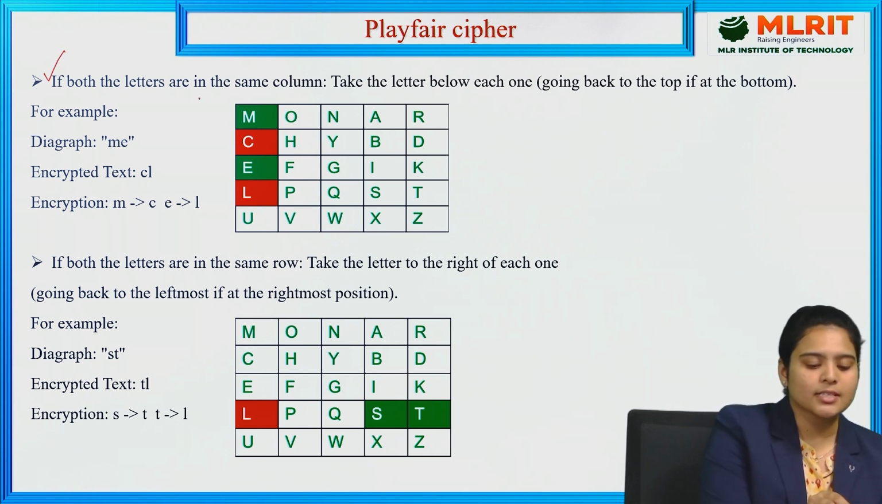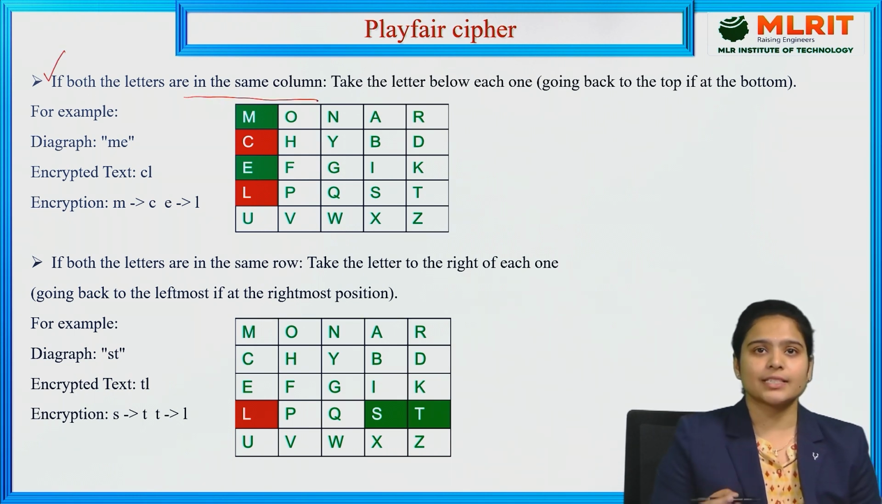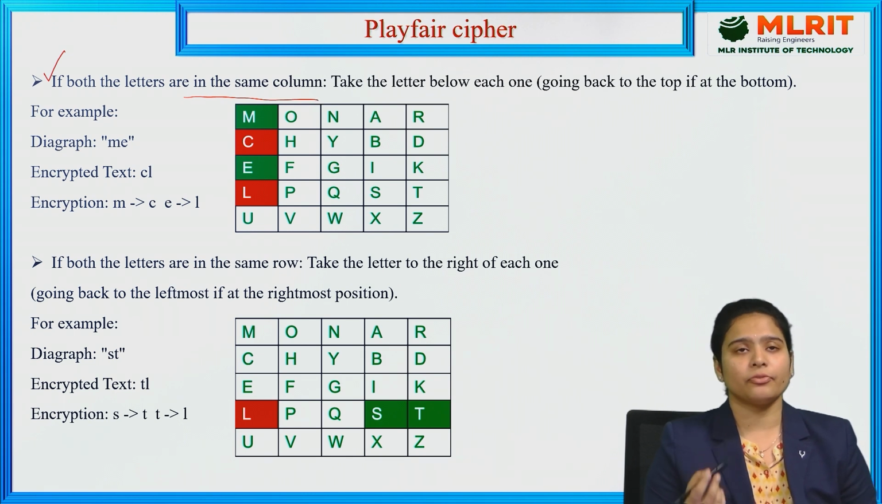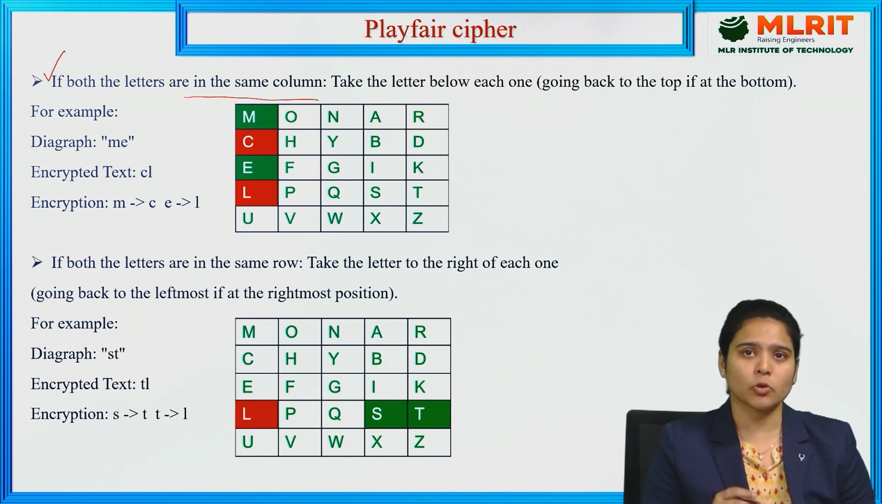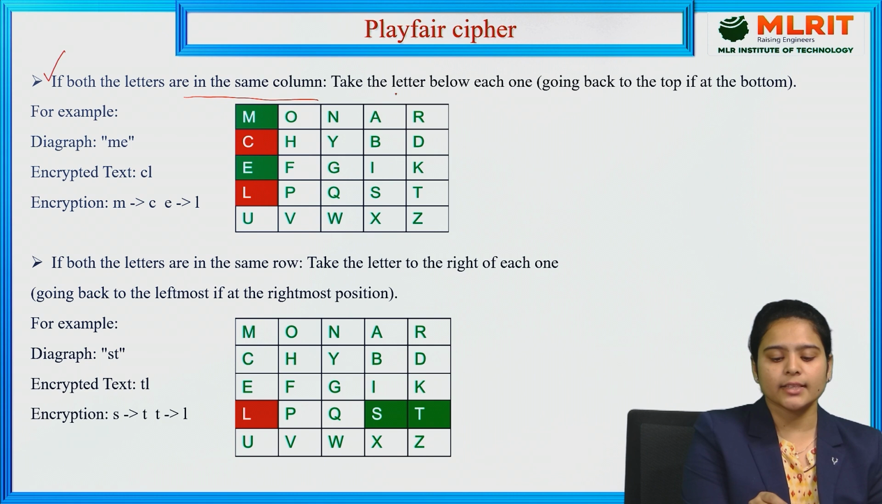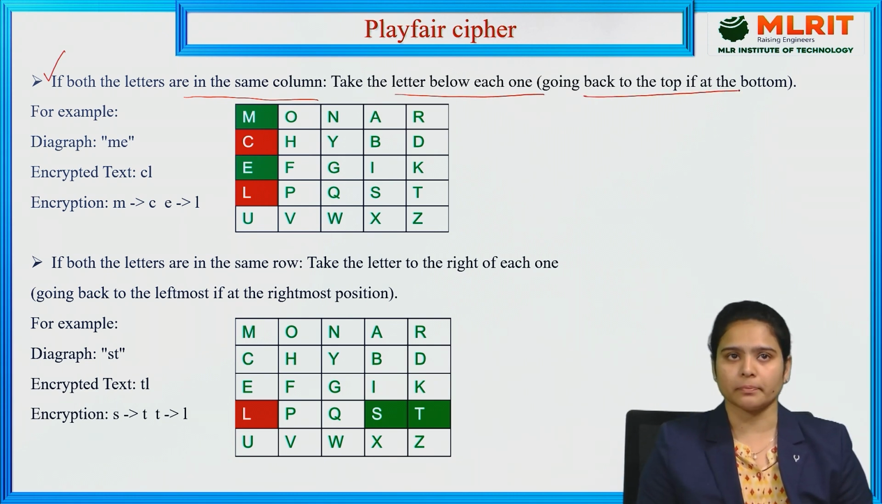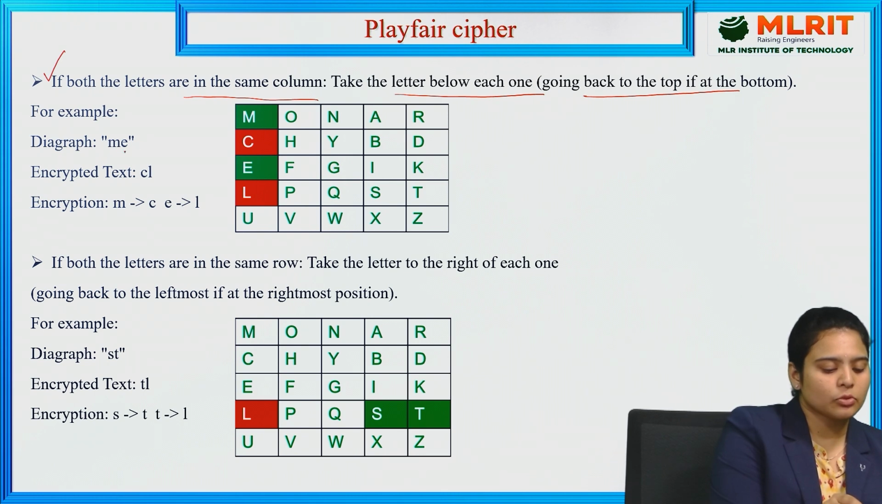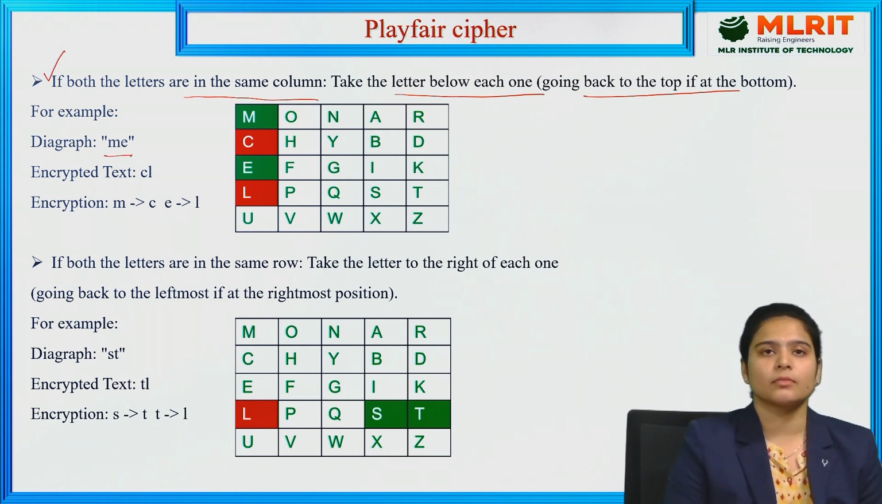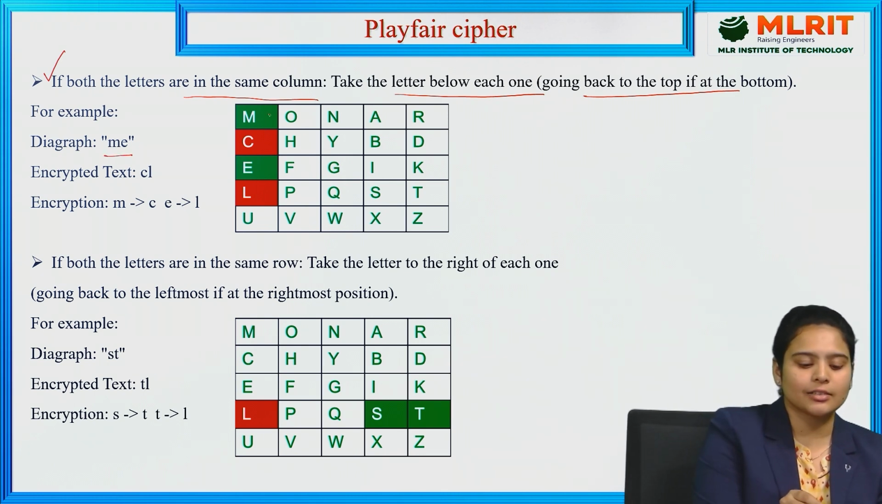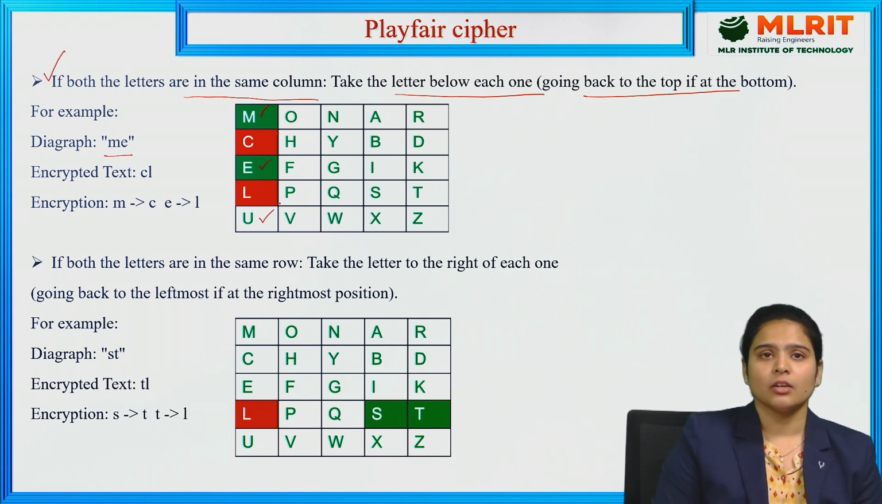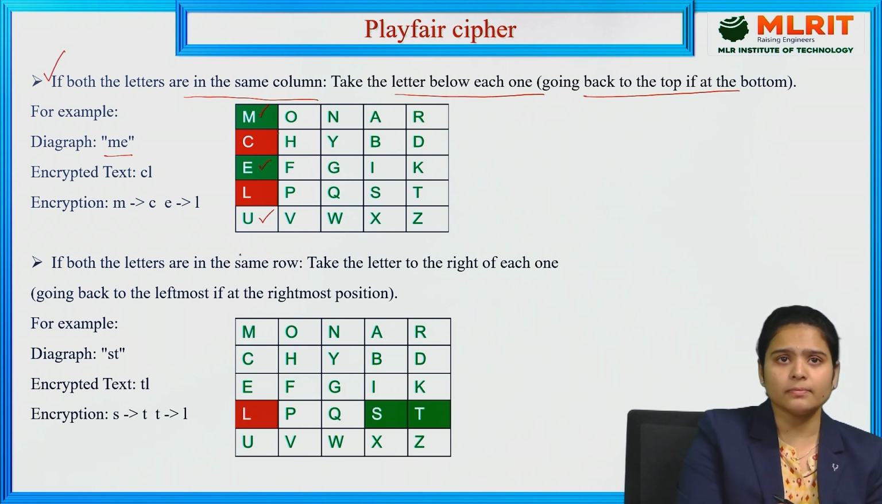If both letters are in the same column, what do we need to do? Take the letter below each one, going back to the top if it is at the bottom. So here I have taken the word ME. You can see here the letter M. M is there, C is there, E, L and U. These are the column-wise letters, M to U.